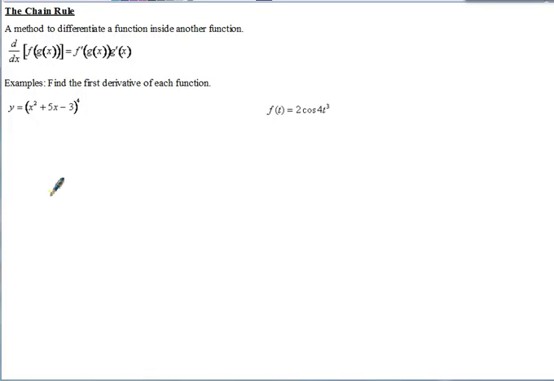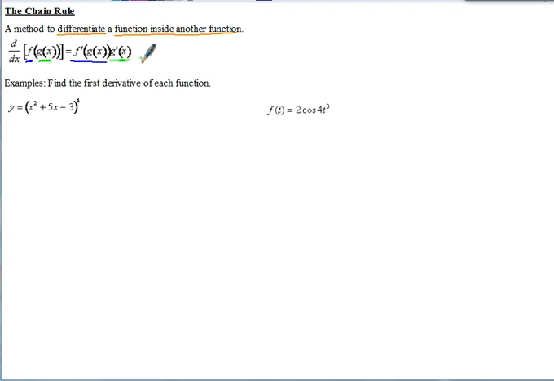The chain rule is a method to differentiate, which means take the derivative of, a function inside of another function. The function inside here is represented by g of x, and the function on the outside is represented by f of x. So what the chain rule says is you take the derivative of the outer function, which is f prime of g of x, leaving the function inside alone, and you multiply it by the derivative of the inside function, g prime of x. That's how the chain rule works.